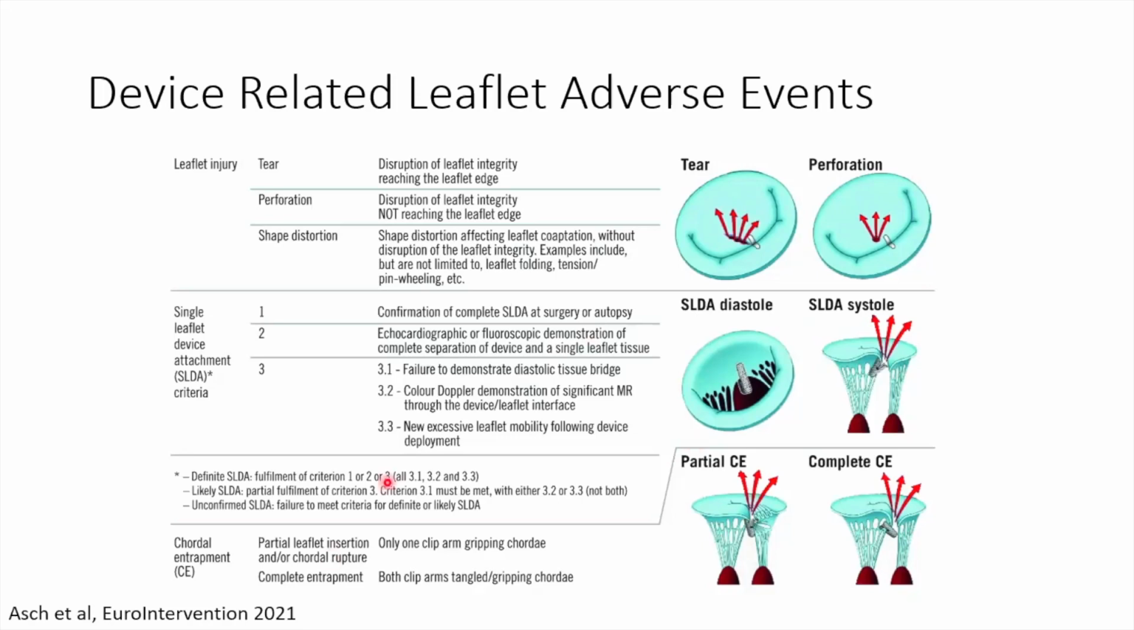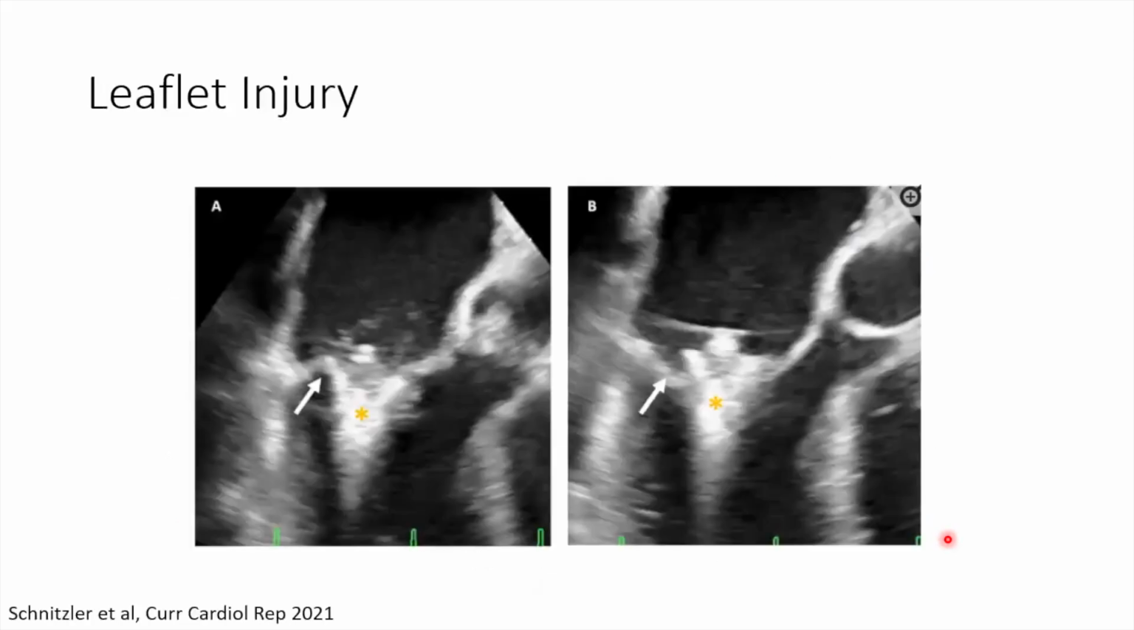What also can happen is chordal entrapment, as sort of seen in that last case, although that was more detachment and then entrapment into the chordae. But you can have the clips actually just partially gripping one of the chordae, like in the previous case, or both clips are actually tangled and gripping the chordae. And you can cause chordae rupture in these cases, which can lead to worsening MR.